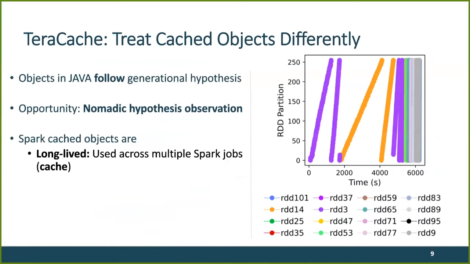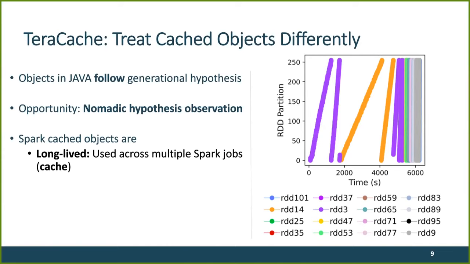So here, we propose TeraCache that treats cache data objects differently. As we see, the objects in Java follow a generational hypothesis, but here we have the opportunity to have a different kind of object, where the cache data objects now follow a nomadic hypothesis observation. And I'm going to explain what this hypothesis is.